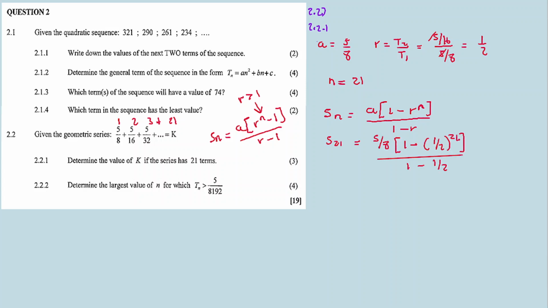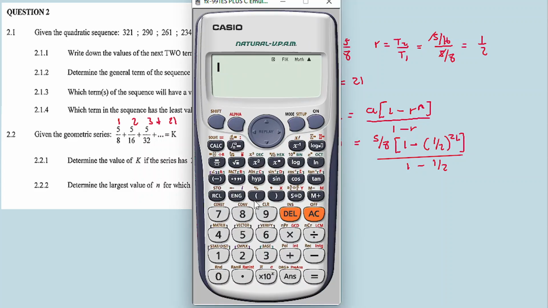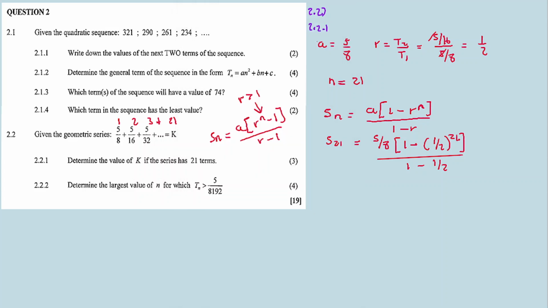Therefore I substitute, sum for the first 21 terms, a which I have, r which I have, and then my n is 21, and our solution is 5 over 8 times 1 minus 1 over 2 to the 21 close bracket over 1 over 2. So our answer is 1.25.